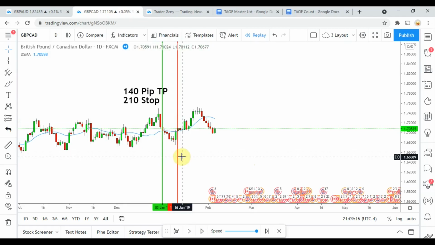Let's see here. So 70598, looking to see if this closed below here. So the close was at 7.0.